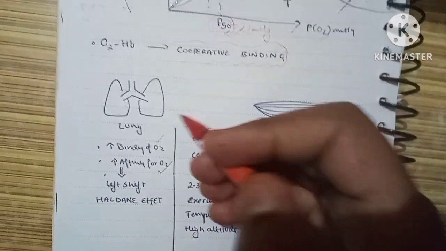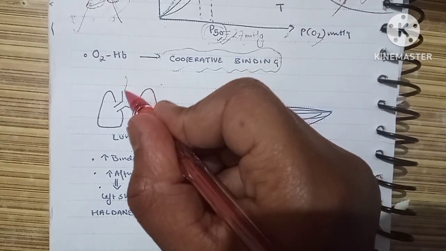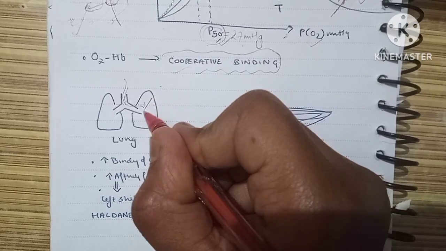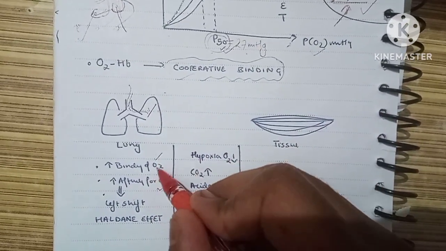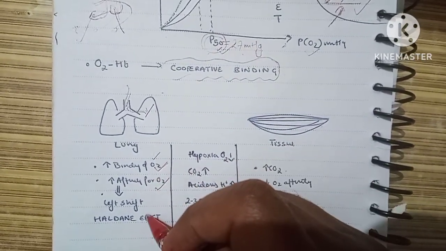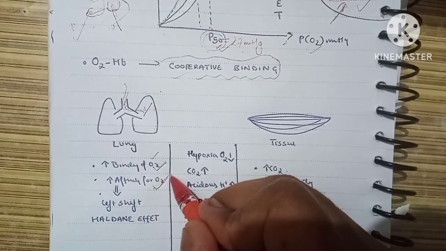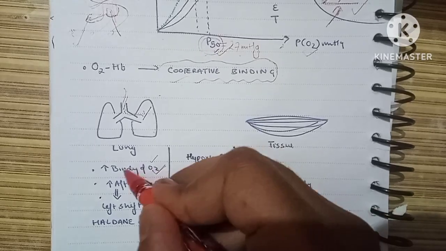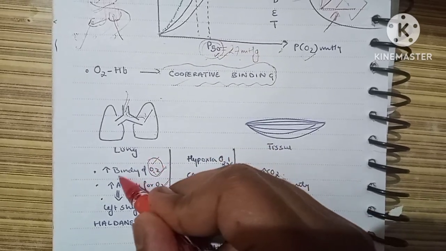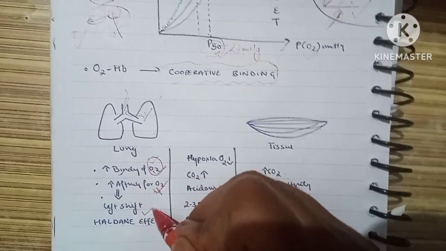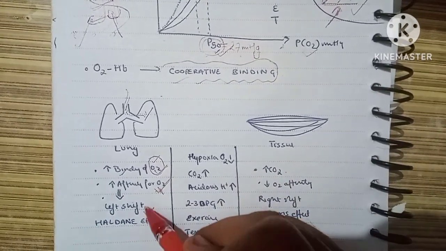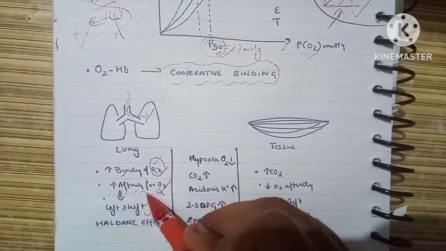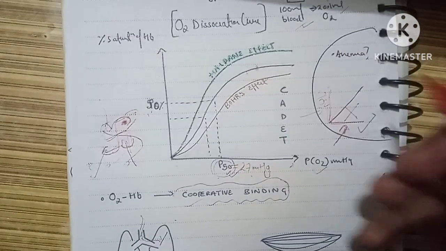So at the level of lungs, we know a lot of oxygen is getting inhaled, and we have the maximum oxygen gradient at the level of the lung. So increased binding of oxygen will be seen, and there is increased affinity of oxygen. Because of this increased affinity of oxygen, due to more concentration of oxygen and increased binding, there will be a left shift. And this left shift is actually known as the Haldane effect. Let's try to understand what this increased affinity of oxygen actually means.